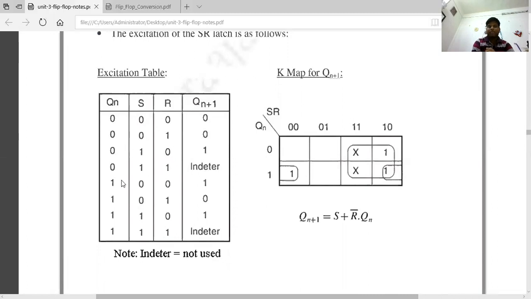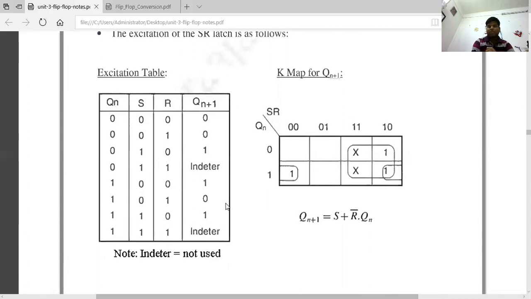Another one: when the present state is 1 and SR value is 0, 0, it goes to 1, because the present state is 1 and there is no change, so the output is 1. When SR is 0, 1 with present state 1, it will reset, and 1, 0 with present state 1 is set. 1, 1 with present state 1 is the indeterminate form. So this is the excitation table I have already covered in the previous lecture.